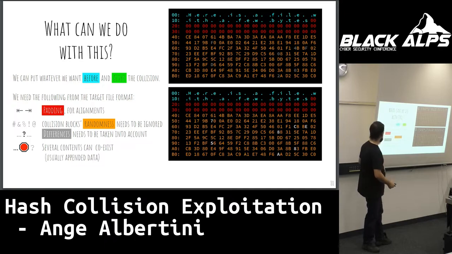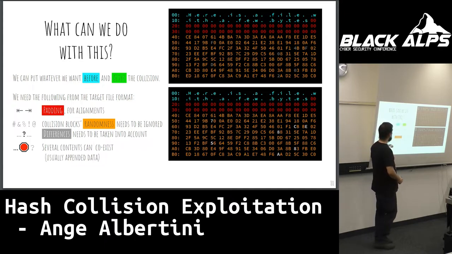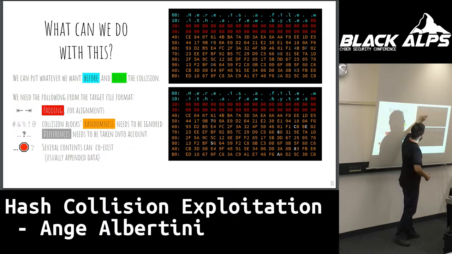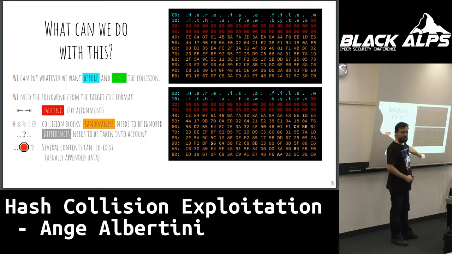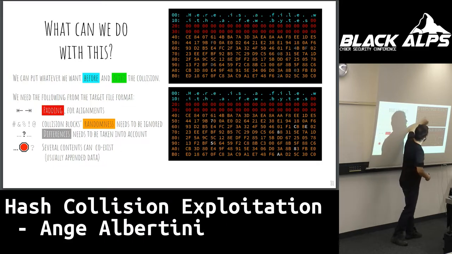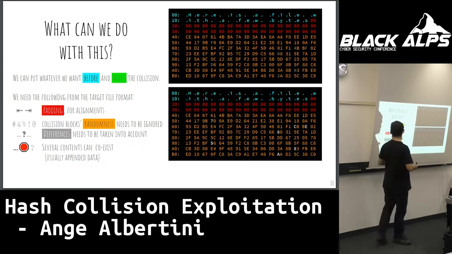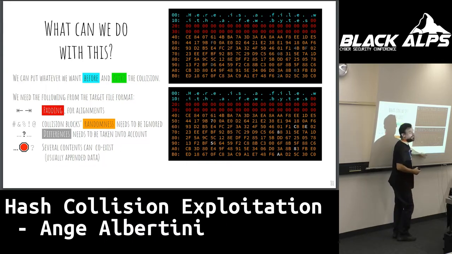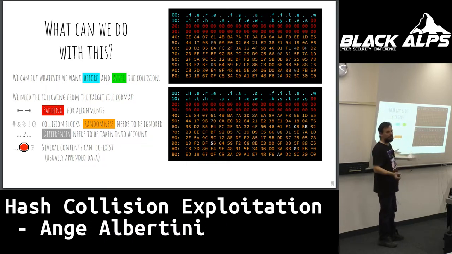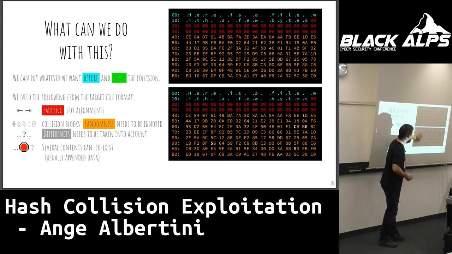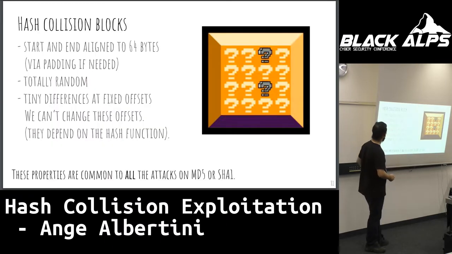So what can we do with that? We need to have the right alignments. Then we need that the randomness is not a problem for the parser. We need that this tiny difference has an impact on the parsing. And then, again, whatever we put afterward will be ignored, but that's appended data for 500. That's pretty common, but the rest is very hard. So I think it's pretty clear why it's so hard to exploit fast call.